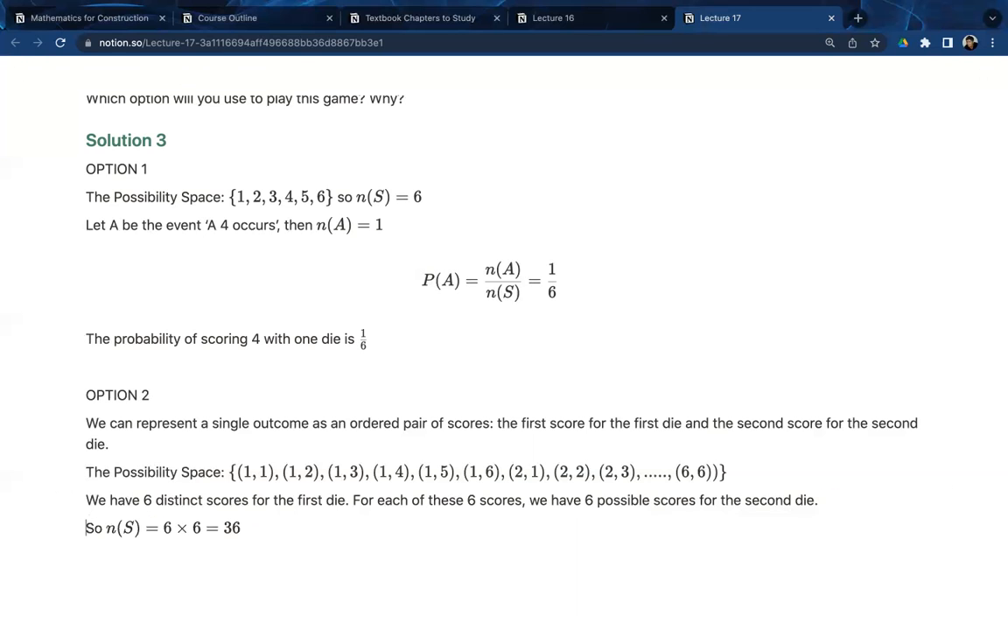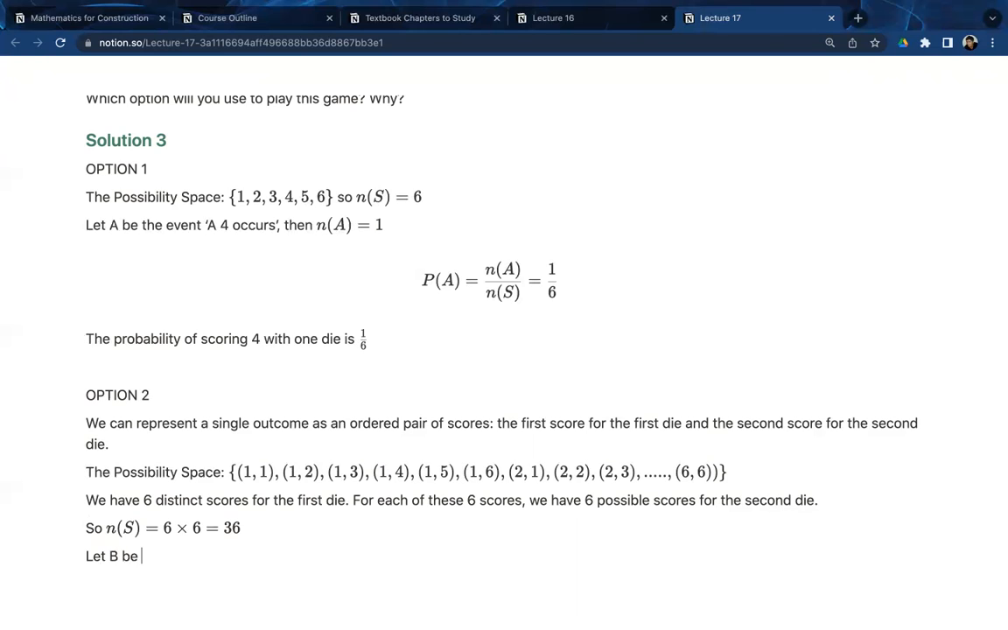So this is the justification of the possibility space. We have 36 possible outcomes. The first die has 6 scores possible. But for each of those 6 scores on the first die, I have 6 scores on the second die I could get. So it's 36 possibilities in all. How many of these possibilities result in a sum score of 8?